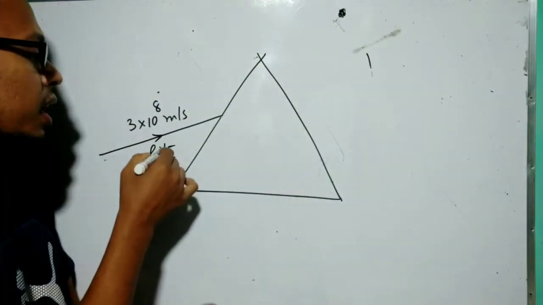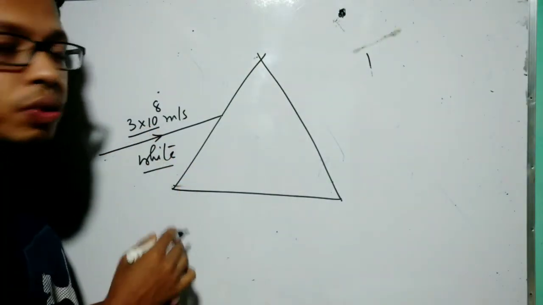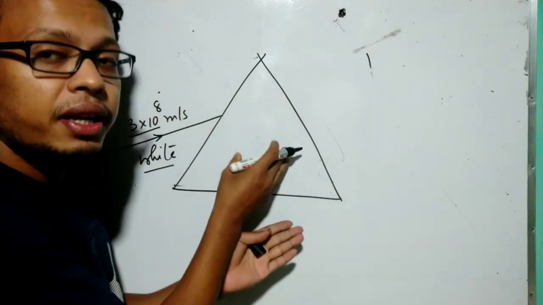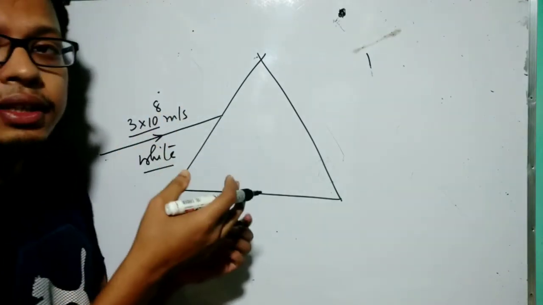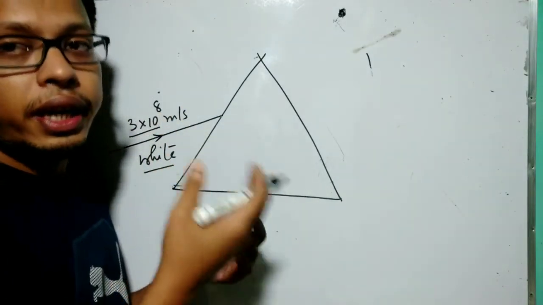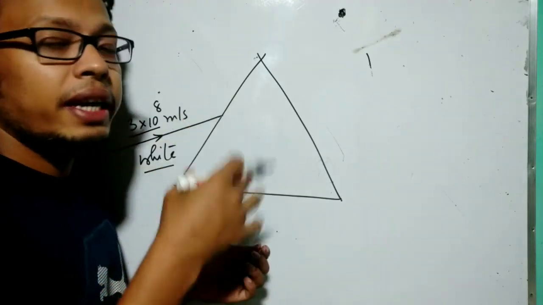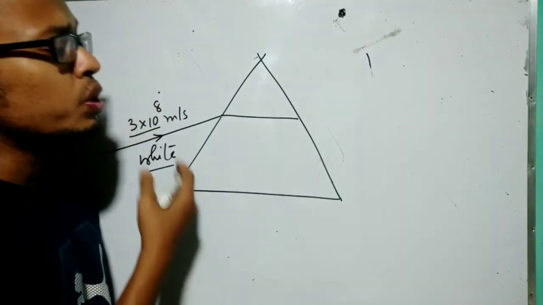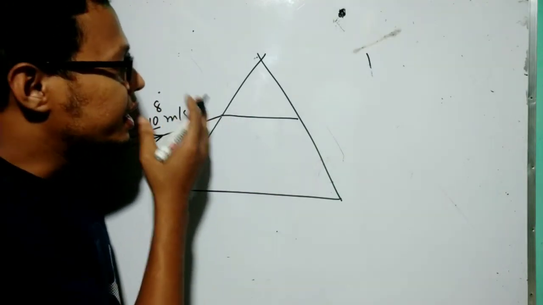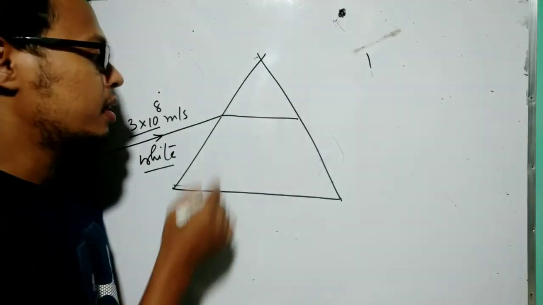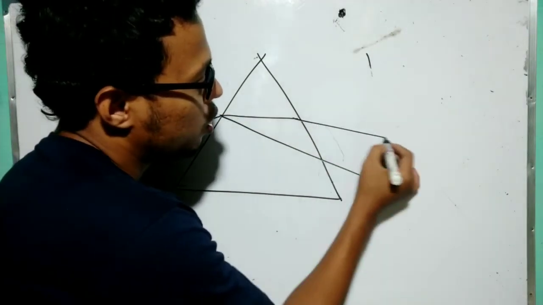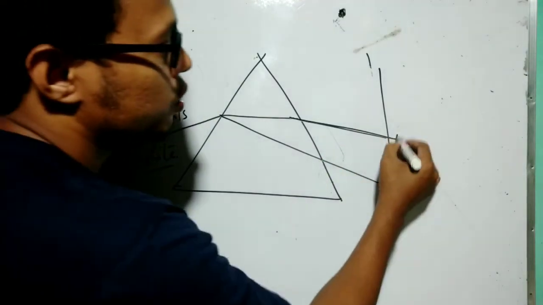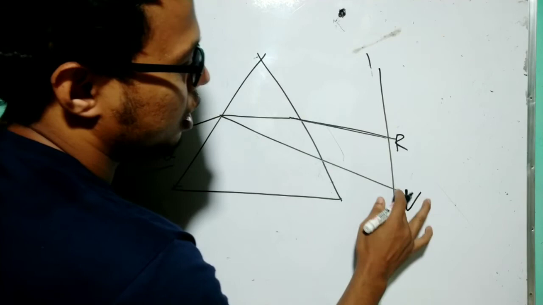All the colors are traveling with the speed of 3 into 10 to the power 8 meter per second. But when it enters a medium, the speed of the light is different for violet, for red, for green, for all the colors. When the speed changes, they deviate with different angles. That's why we get the 7 constituent colors if we place a screen over here. This will be red and this is violet.